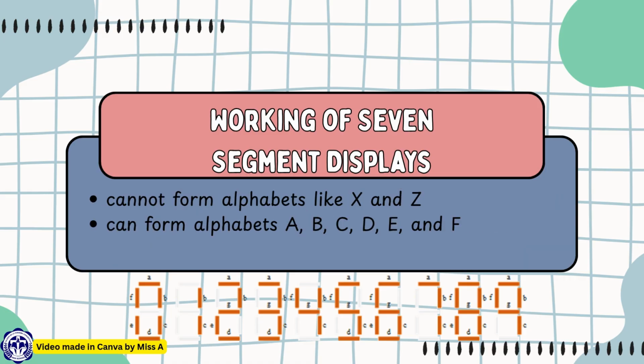Since 7-segment displays cannot form alphabets like X and Z, they cannot be used for the alphabet and can be used only for displaying decimal numerical magnitudes.